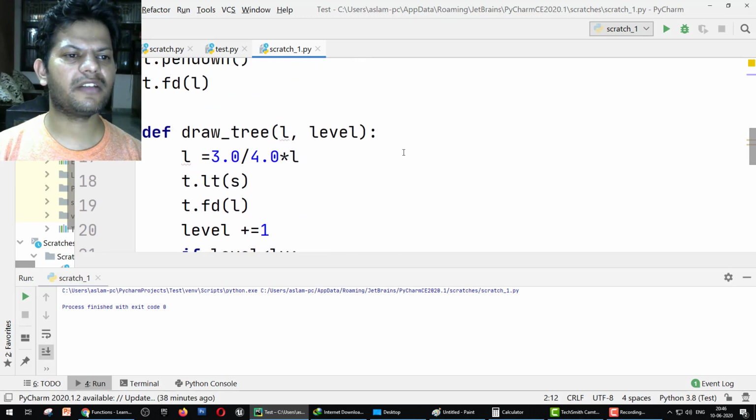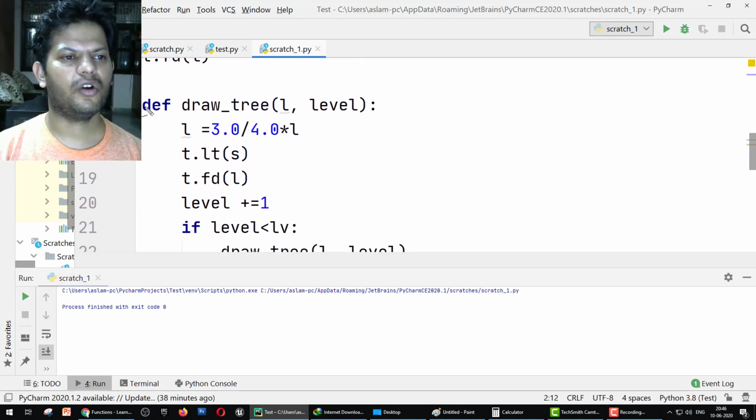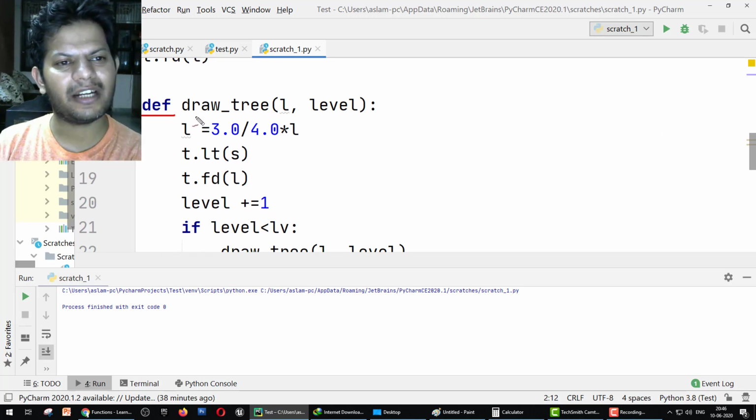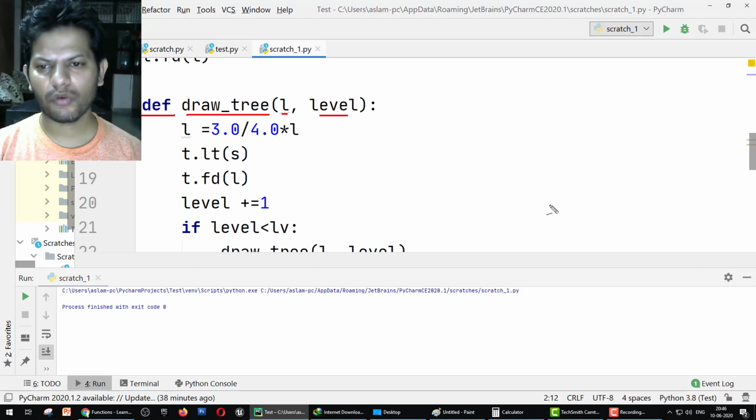Okay, the next we define a function. def is used to define your function. Okay, with def we define a function. That function name is draw tree and has two variables, L comma level. Okay, now what we do, you can see in the output the distance decreases.